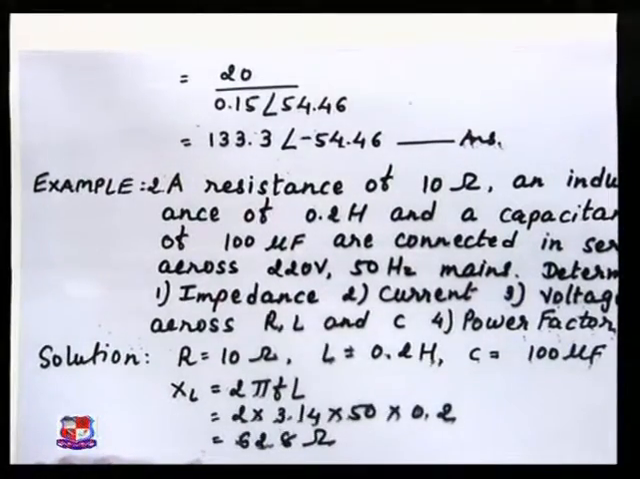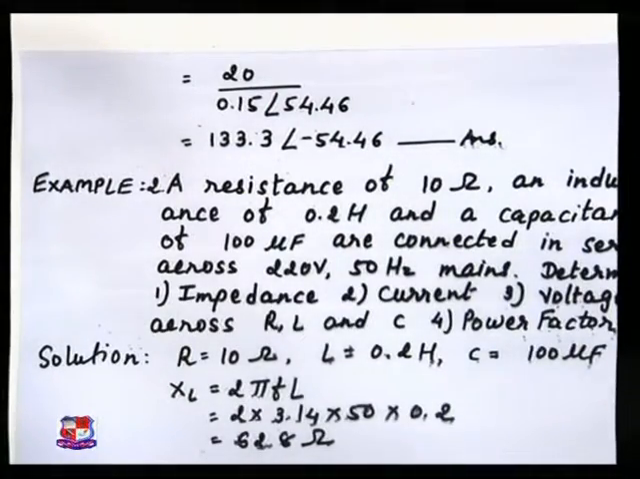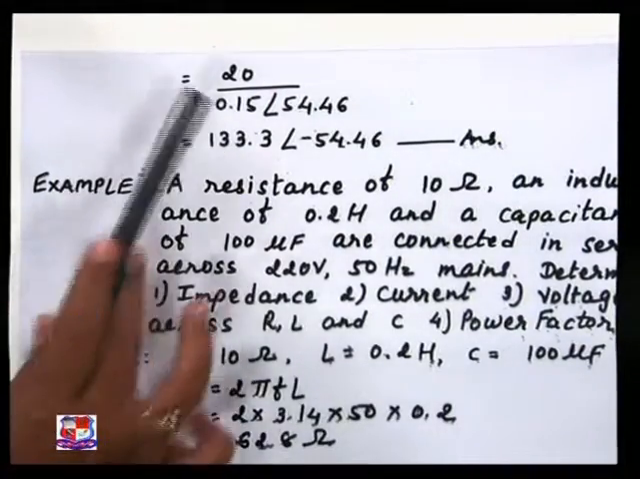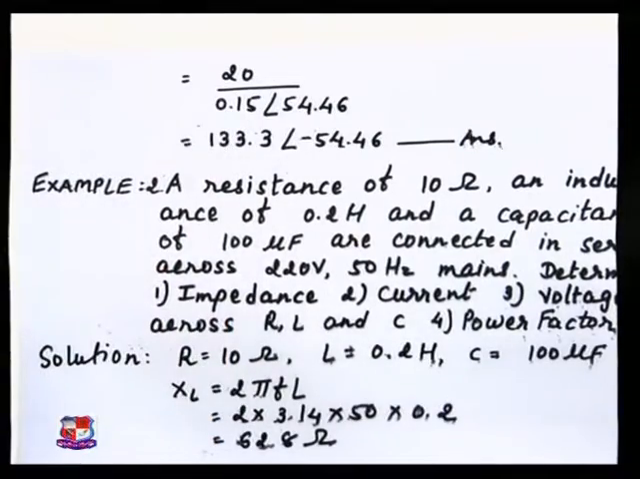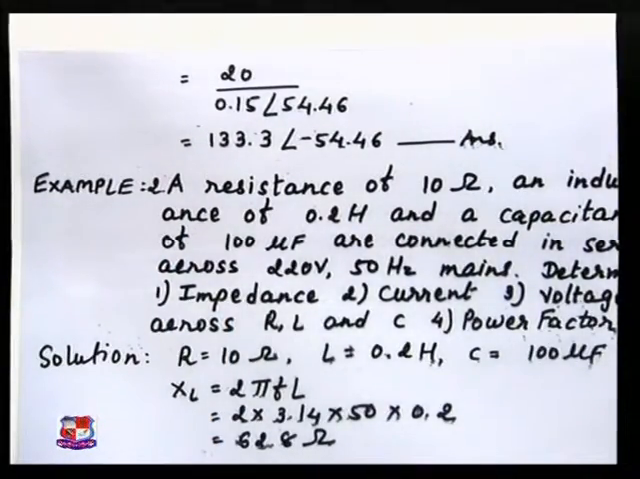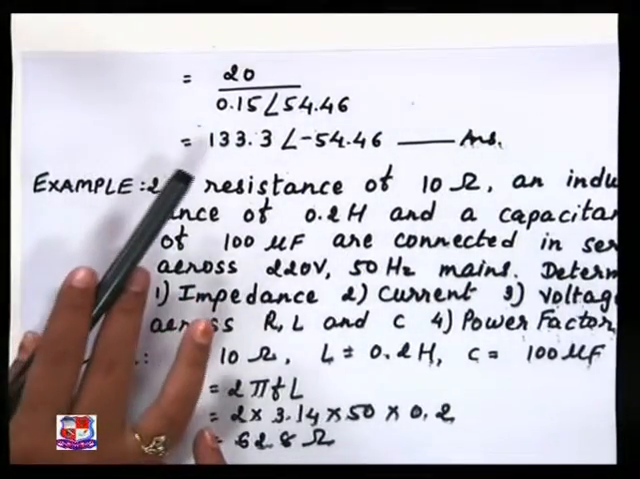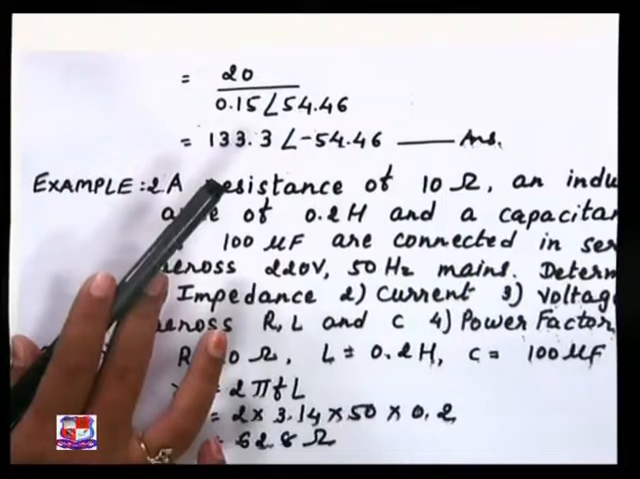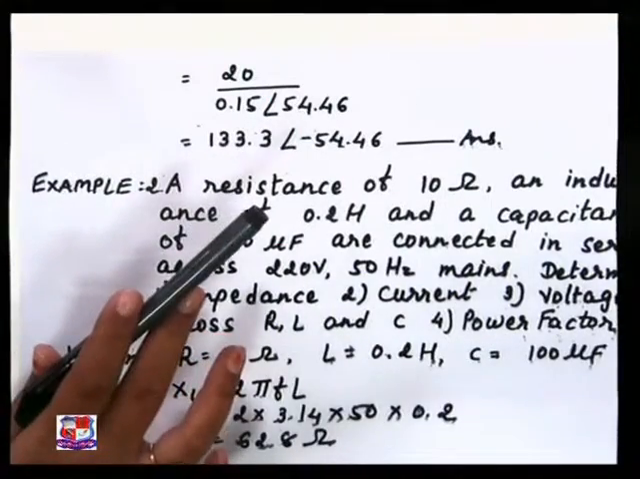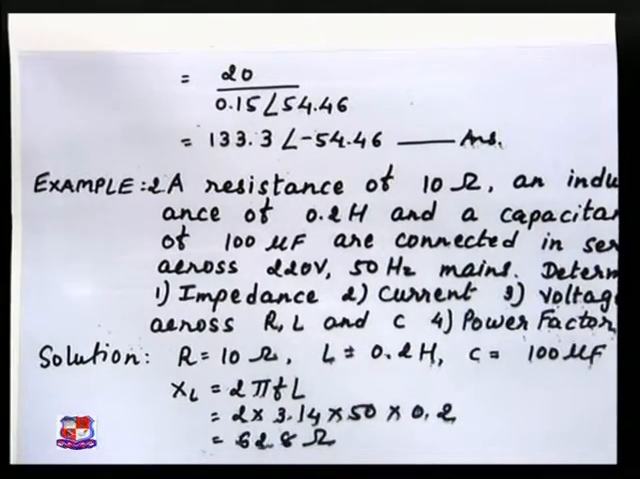The magnitude of current is given, it is 20 ampere. So here it is 20 divided by 0.15 angle 54.46. Simplify this equation. So your answer is 133.3 angle 54.46 volt. This is your answer for the supply voltage.